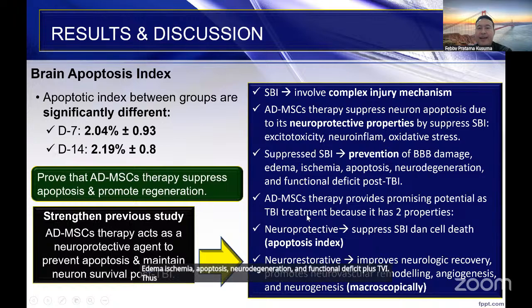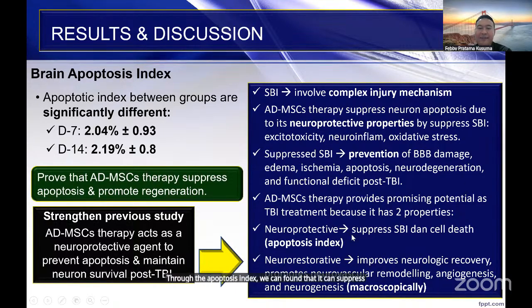Thus, ADMSC therapy does provide promising potential as a TBI treatment because it has two properties. The first one is neuroprotective, where through the apoptosis index, we can find that it can suppress cell death. And also as a neurorestorative agent, we can find that macroscopically, it causes brain growth.